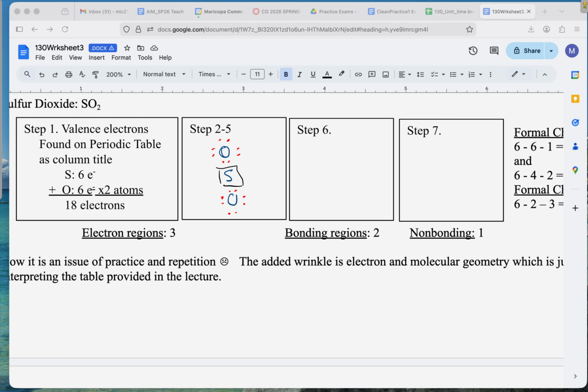Whoa! Damn it. How many electrons was I supposed to place? 18. How many have I placed? 16. I'm too short. I need to place 2 more electrons. I can't place them on the oxygens, which means I have to place them on the sulfur. Where should I place them, left or right?